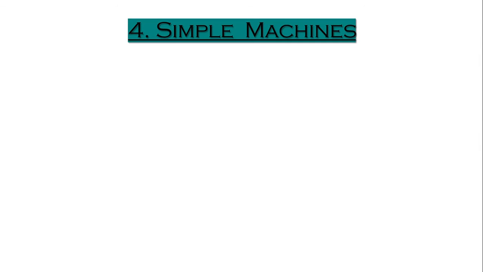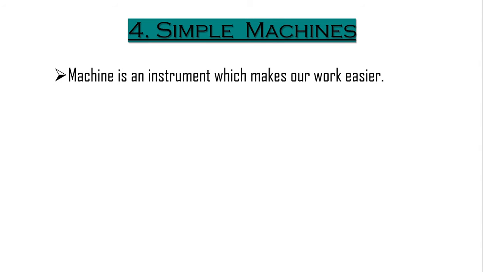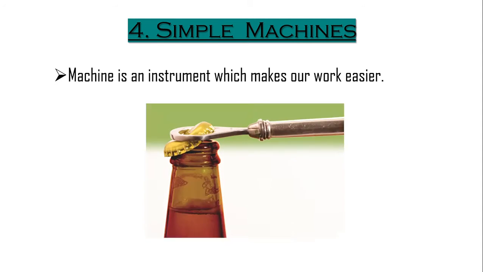Alright, so we are doing a recording for this new chapter named Simple Machine. So, what is a machine? A machine is an instrument which makes our work easy. Something that makes our work easy, we call it a machine.